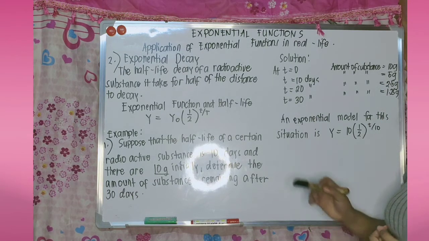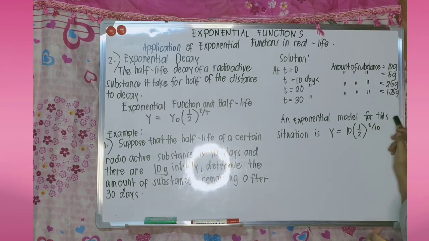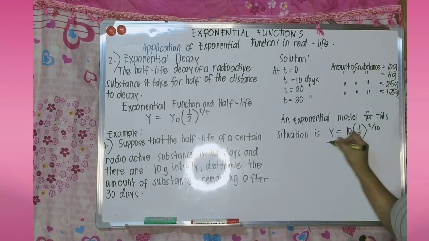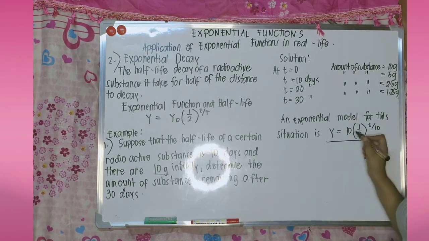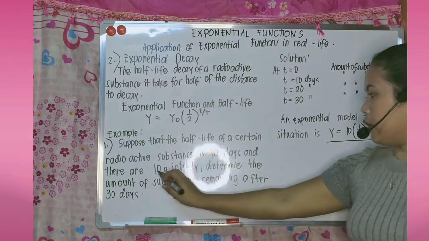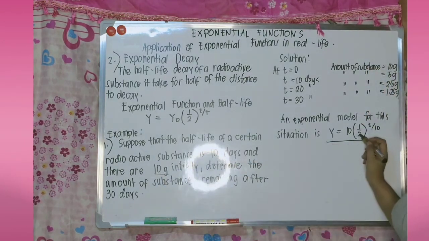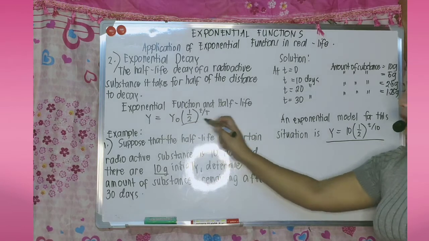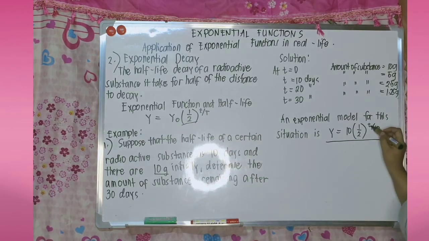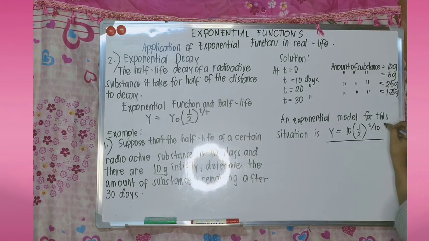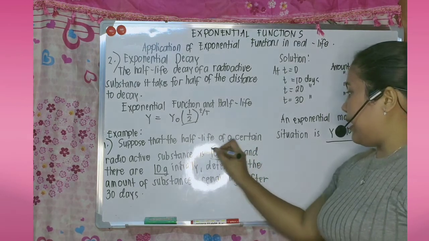So, the exponential model for this situation is, ito po siya. So, y equals 10. So, saan po pala yung 10? Dito. So, 10 grams times 1/2. So, given siya dito sa given formula natin. Raised to t over 10. So, saan po galing yung 10? Dito po sa 10 days.